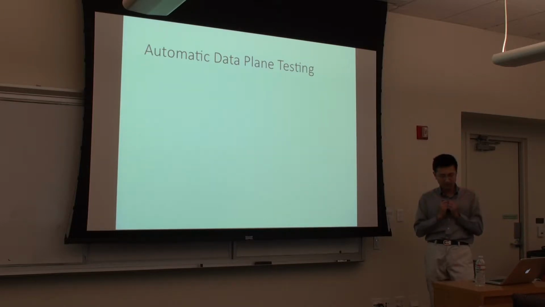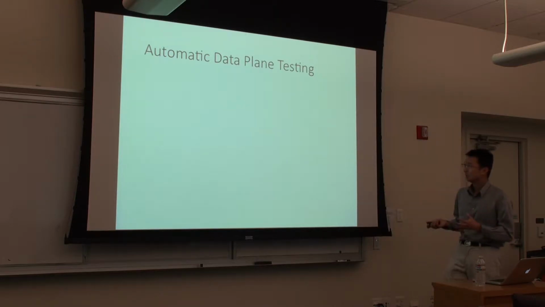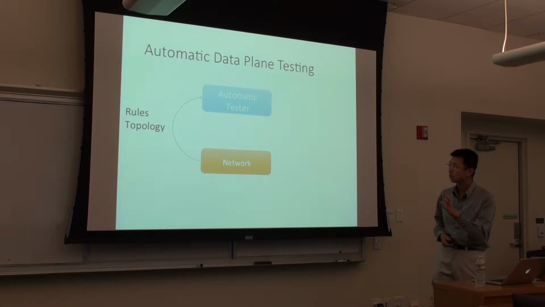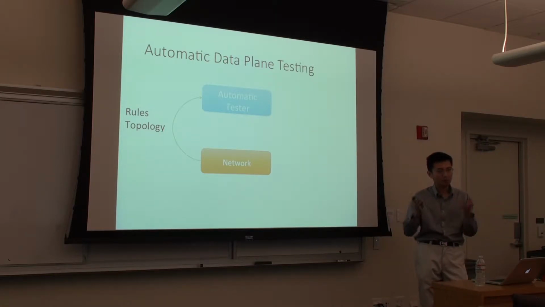So what would an automatic data plane tester look like? First, you have a network, right? And all the data plane information, such as the forwarding rules and topology, are collected through these automatic testers. And in some cases, this information is enough for the automatic tester to reach its conclusion.